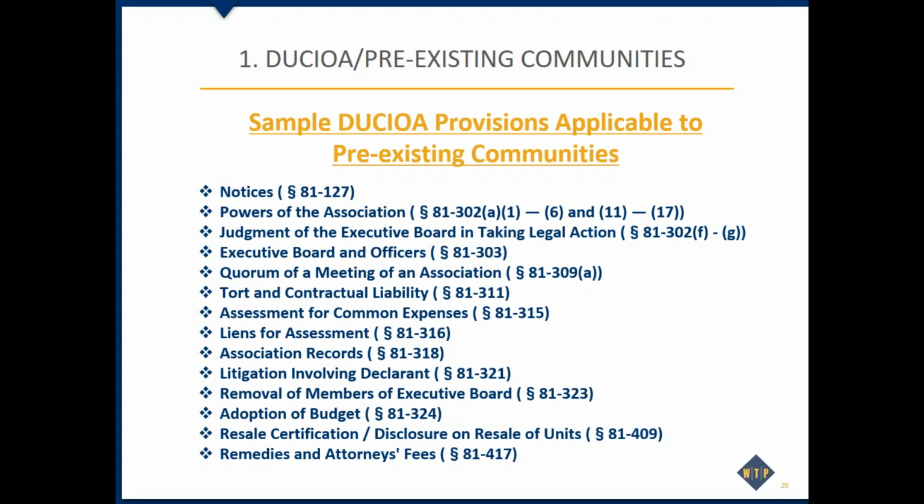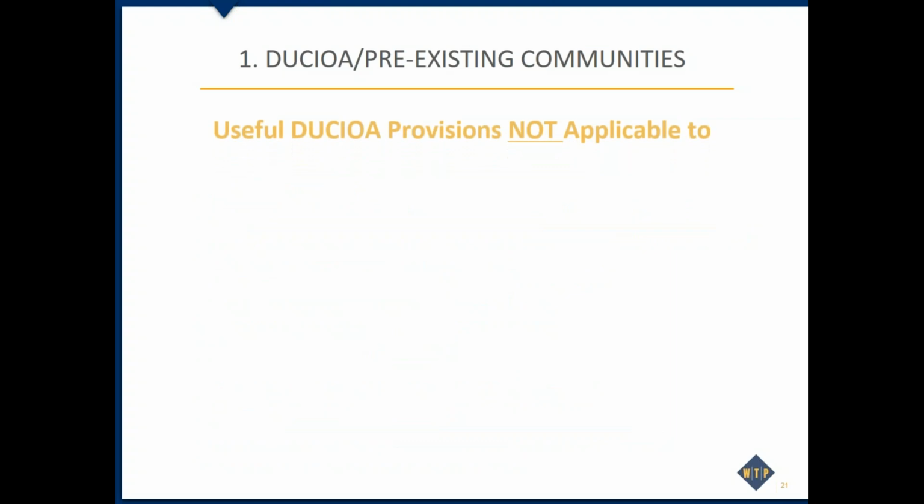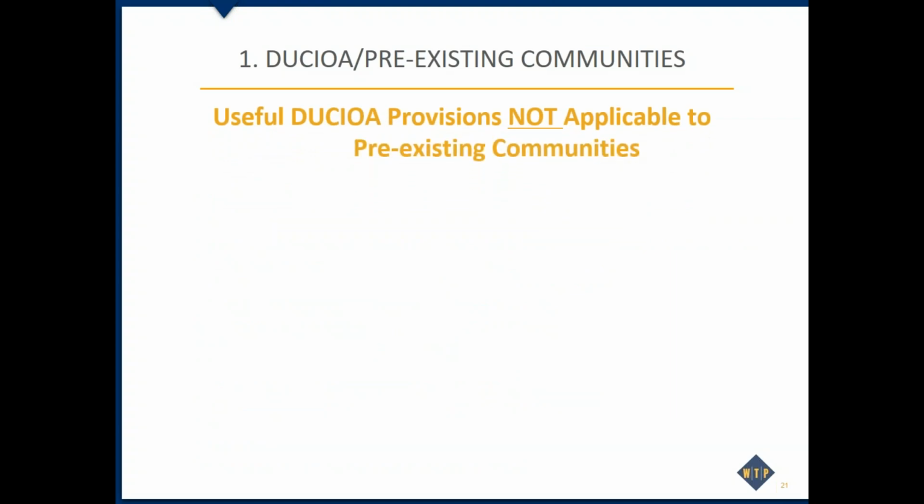I'm not going to go through all of them, but that's really just so that you can see in the chart what are the kinds of things that are applicable to pre-existing communities. Now, there's a number of provisions in DUCIOA that I think are pretty beneficial. And as we go through it, I'm going to say I think these are great new provisions, but they're not applicable to pre-existing communities. They're applicable to brand new ones, but not pre-existing.